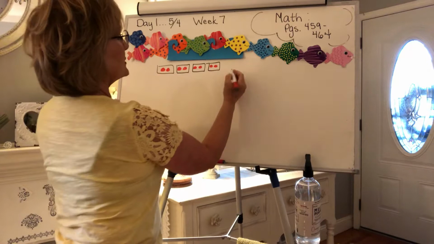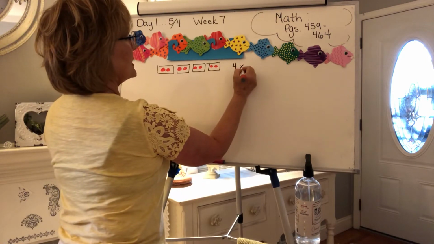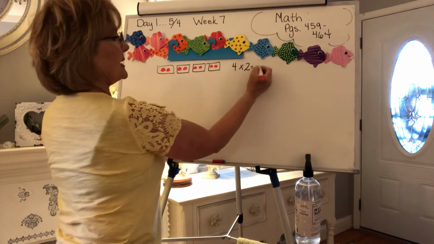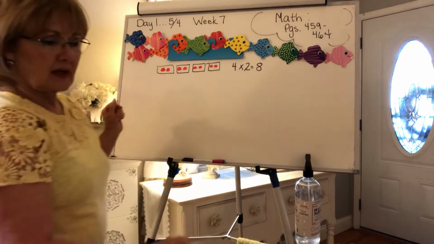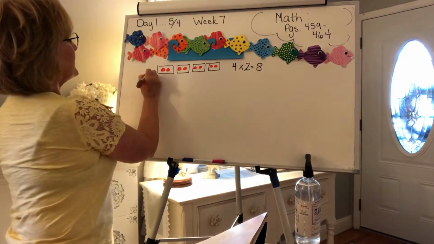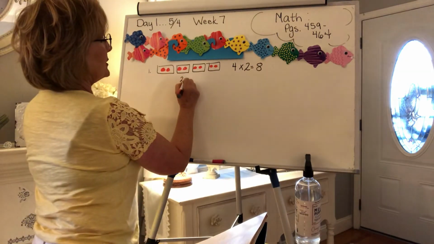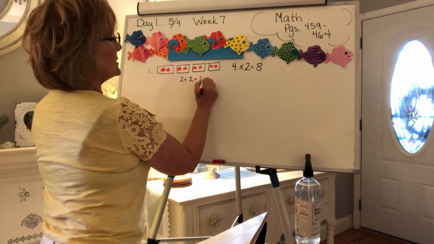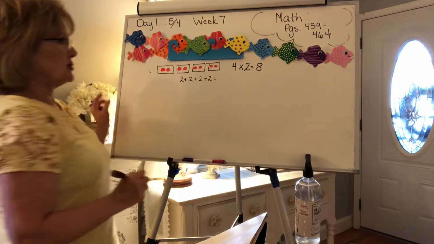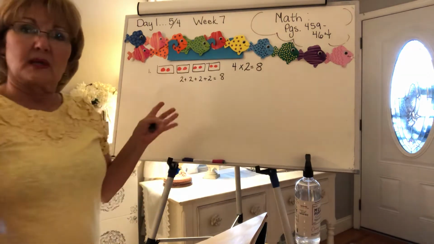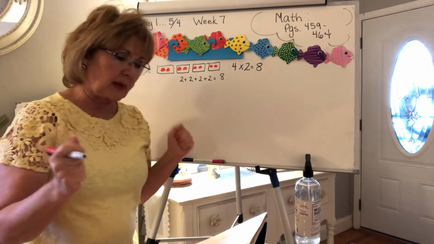You have how many groups? 4 times, you have 2 in each group. 2, 4, 6, 8, right? 4 times 2. So that would be number 1. And then they have the addition problem down below. It's just the same thing as saying 2 plus 2 plus 2 plus 2, as repeated addition. Same answer. All right, multiplication and addition are related.